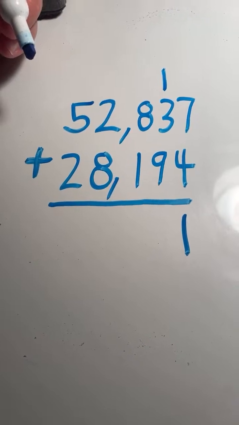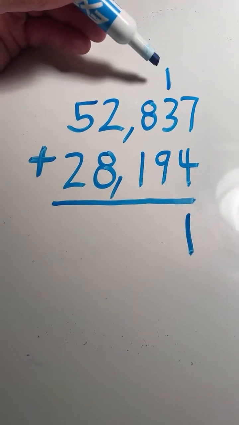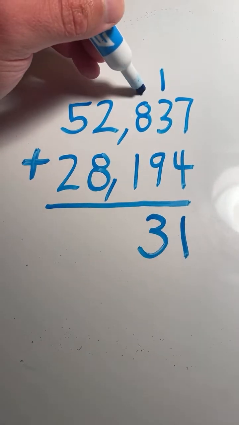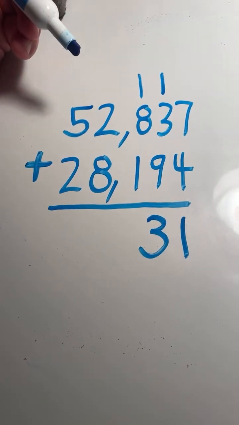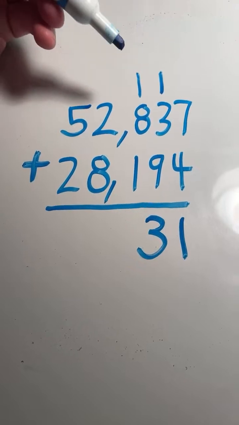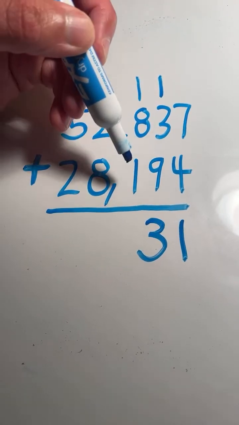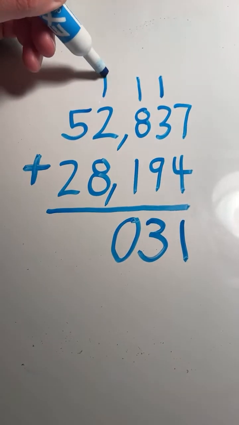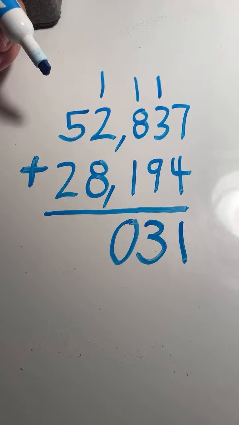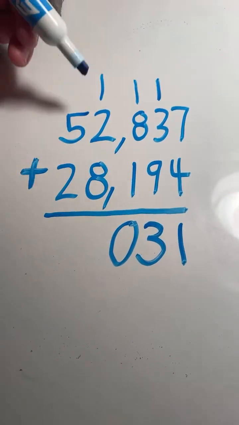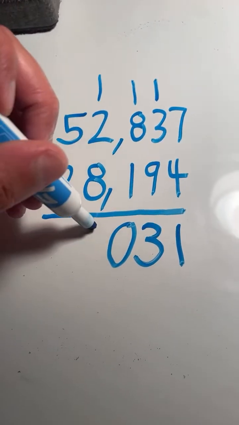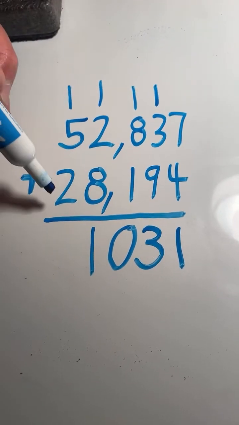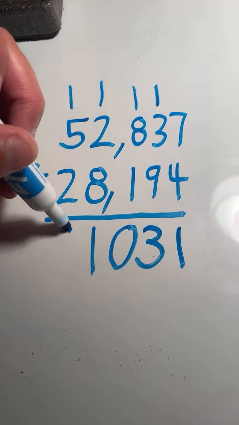3 plus 9 equals 12, plus 1 equals 13. So the 3 in 13 goes in the tens place. The 1 in 13 again, carried over to the hundreds place. 1 plus 8 plus 1 equals 10. 0, carry the 1. 2 plus 8 equals 10, plus 1 equals 11. 1, carry the 1. 5 plus 2 equals 7, plus 1 equals 8.